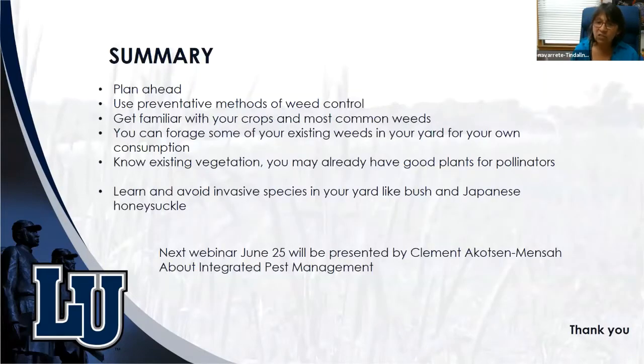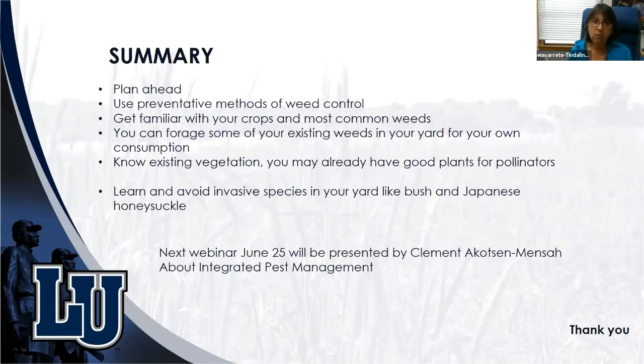And with that, I just briefly, as a summary, I like to say that it's important to plan ahead. If you use preventative methods of weed control, you will be happy that you did it. If you don't, you may find yourself in the middle of summer even abandoning what you were so excited about. So think really well about controlling the weeds.